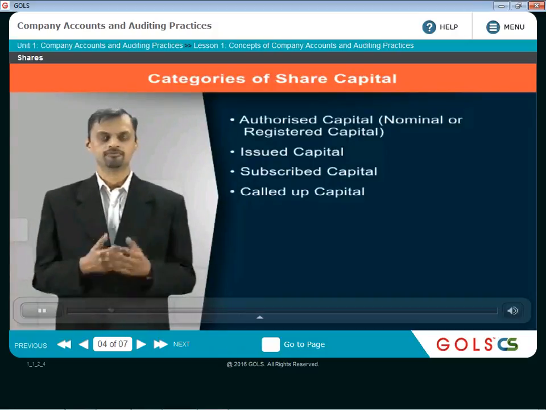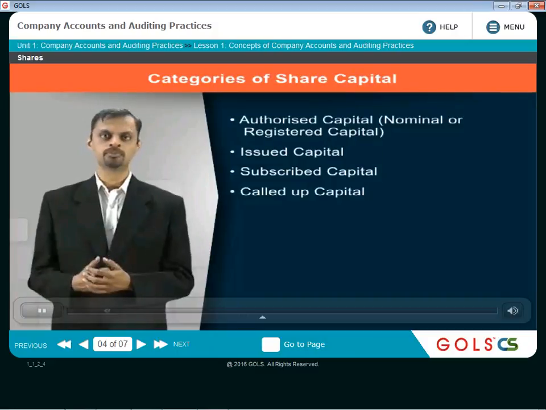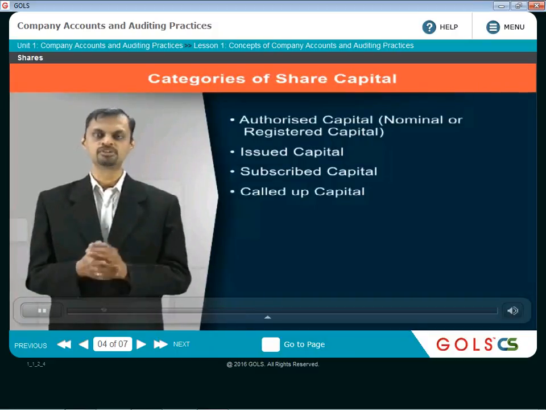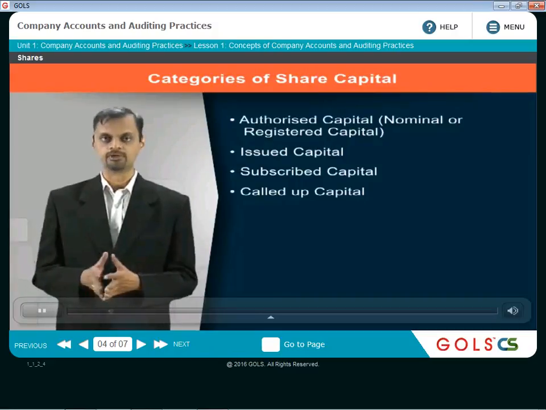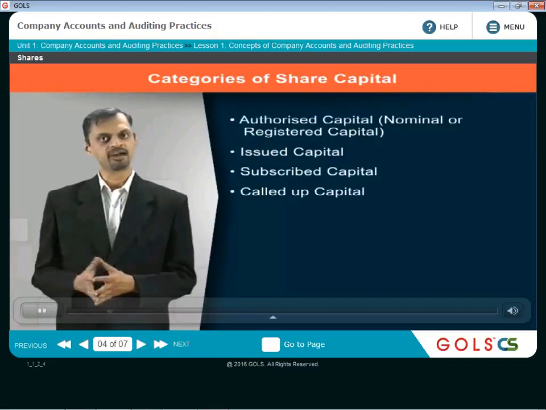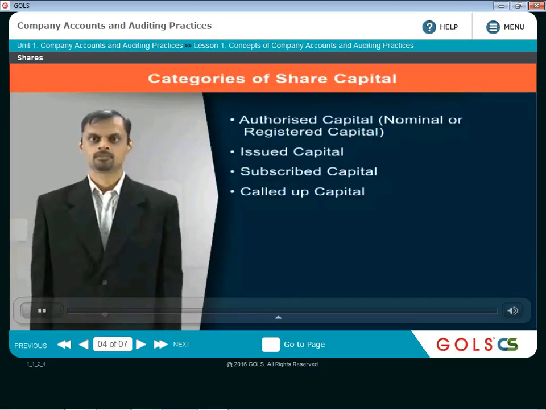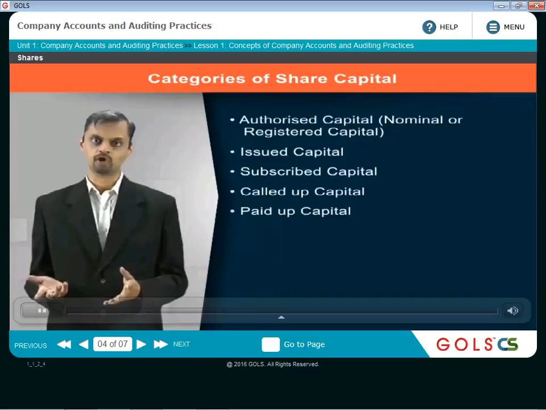The company has a right to call up the amount in installments. So out of 85 rupees, suppose 60 rupees are actually called up by the company as of now. Remaining 25 are not yet called up by the company. Then 60 rupees becomes called up capital, and the remaining 25 rupees is uncalled capital.